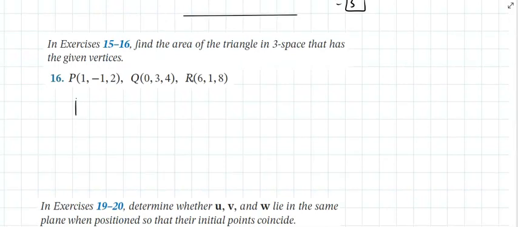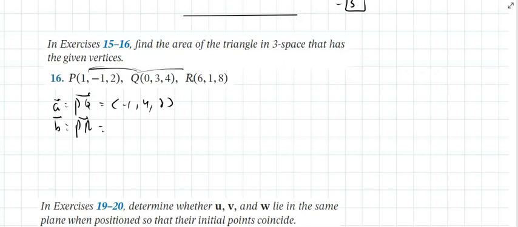Find PQ. Again, the key is they must share the same vertex. So PQ is end minus beginning: 0 minus 1, that's negative 1. 3 plus 1 is 4, and 4 minus 2 is 2. And if I take B to be the vector PR, that's the crucial part. You could do this, you could start with QR, QP if you want, or RQ, RP in any order. So if I take those two, 6 minus 1 is 5, 1 plus 1 is 2, and 8 minus 2 is 6. Take the cross product of those.